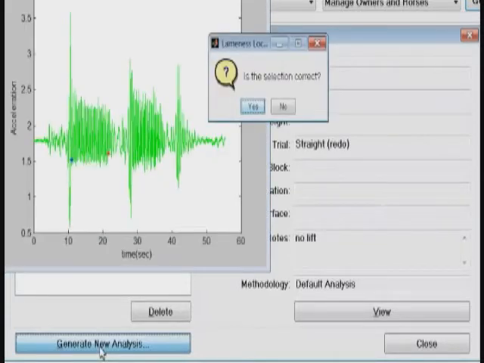Soon after beginning an analysis, Lameness Locator presents the user with a plot of raw vertical head acceleration, the green signal, with blue and red asterisks indicating the beginning, the blue asterisk, and ending, the red asterisks, of segments to be analyzed, and a question box asking, is this selection correct?